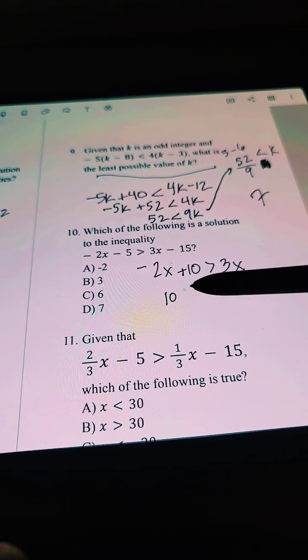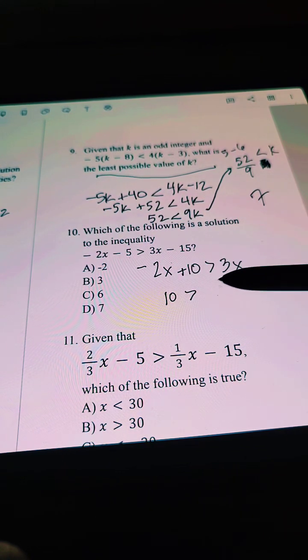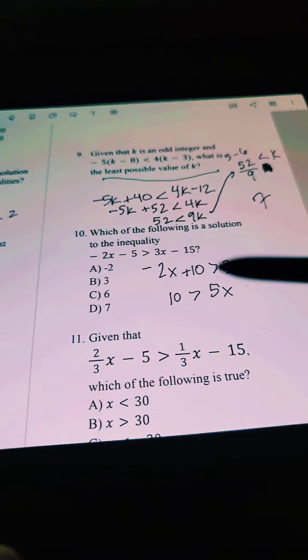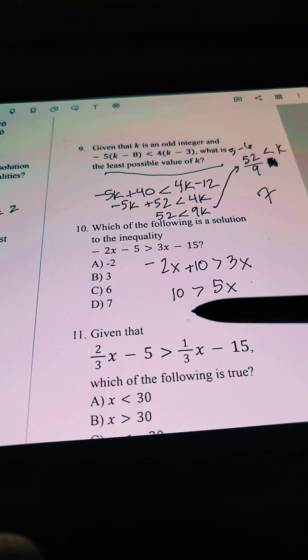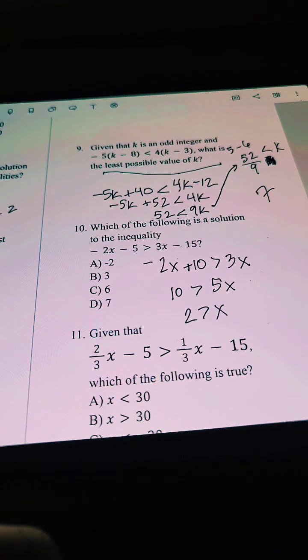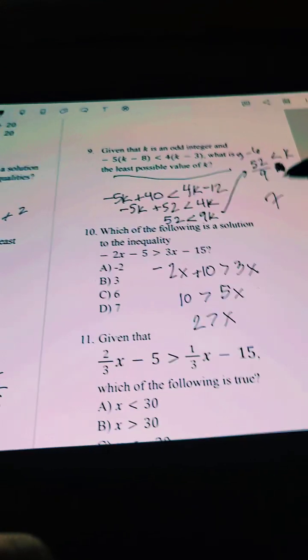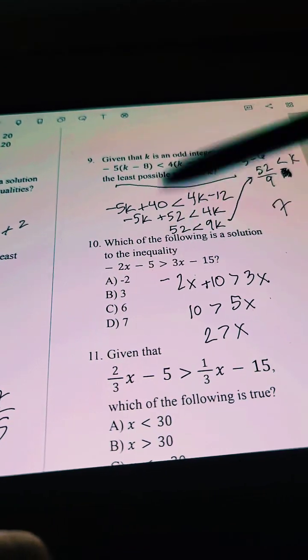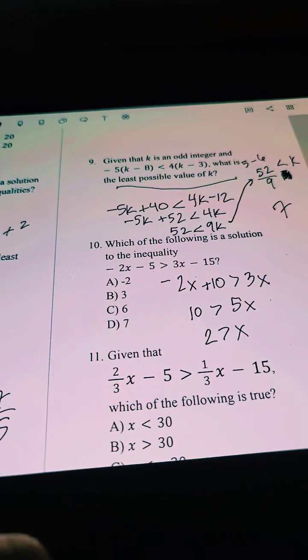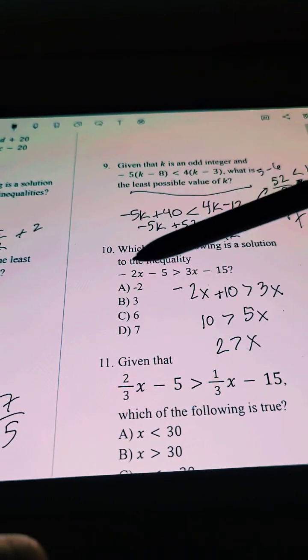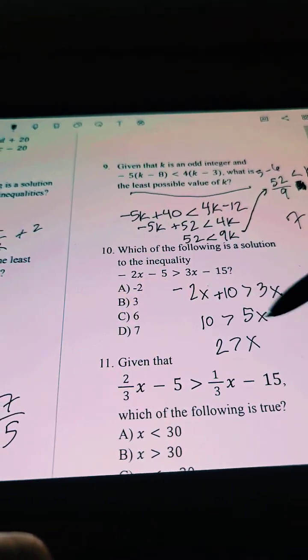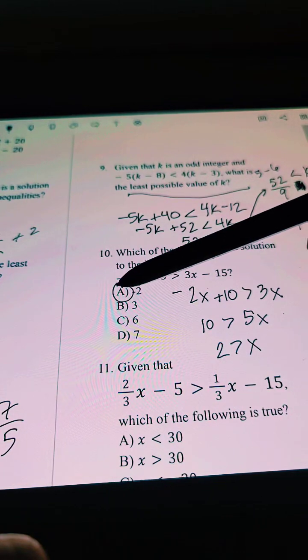So then I'm going to get 10 is greater than 5x. Now I'm going to divide by 5 on each side. So I'm going to get that x has to be less than 2. So which of these could potentially be x, could potentially be the solution to the inequality? Well, the only value that happens to be less than 2 would be a.